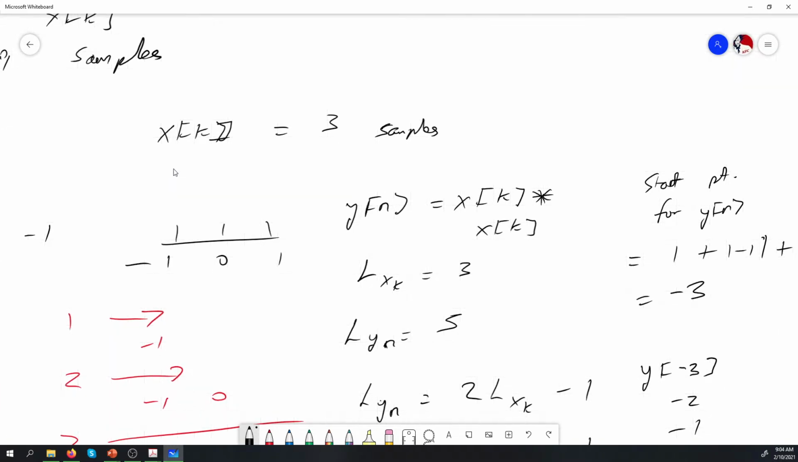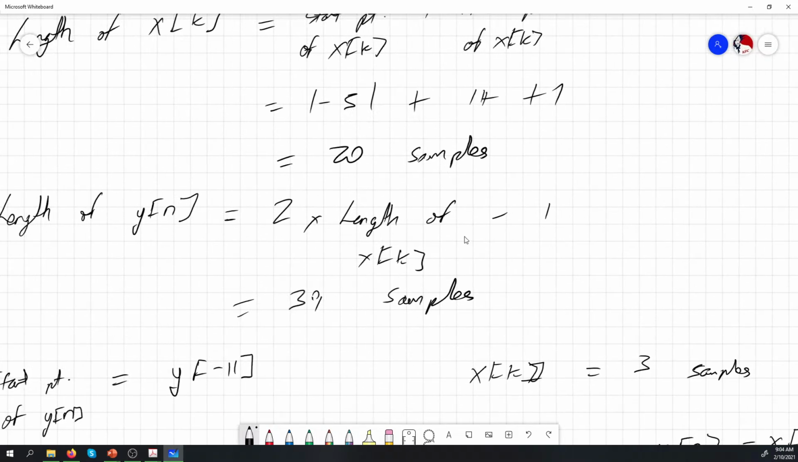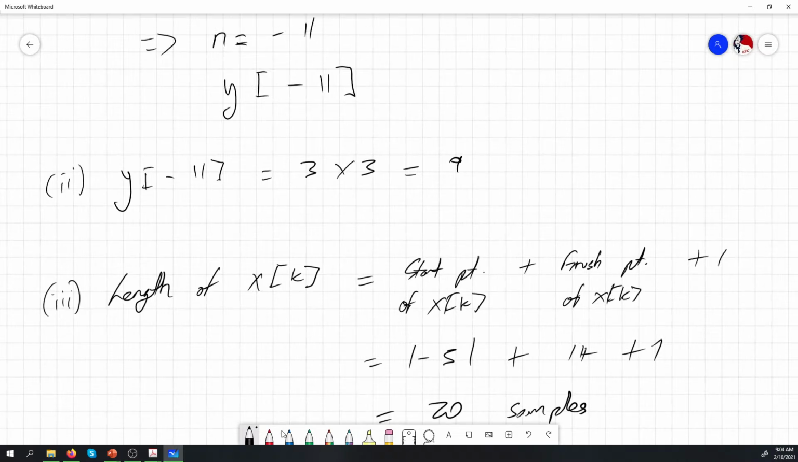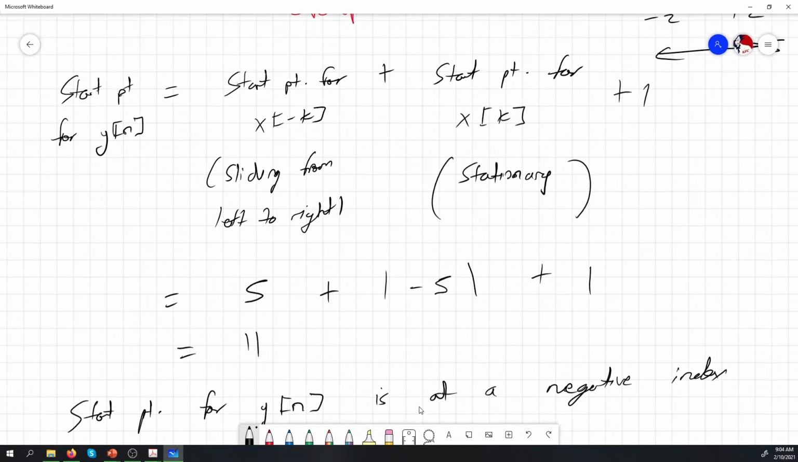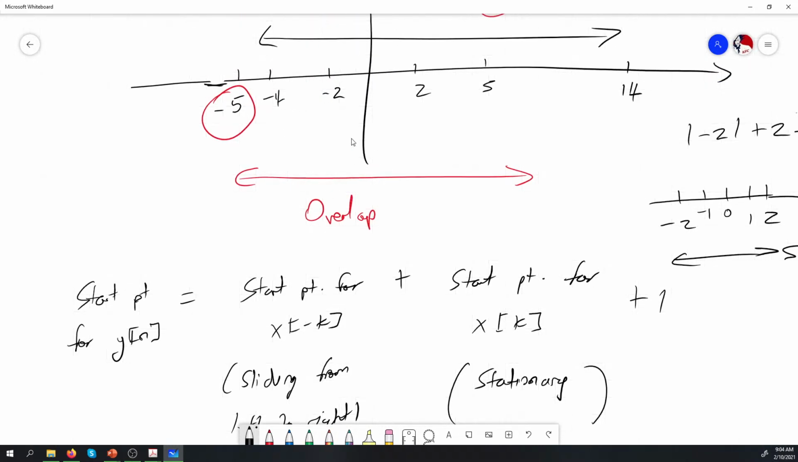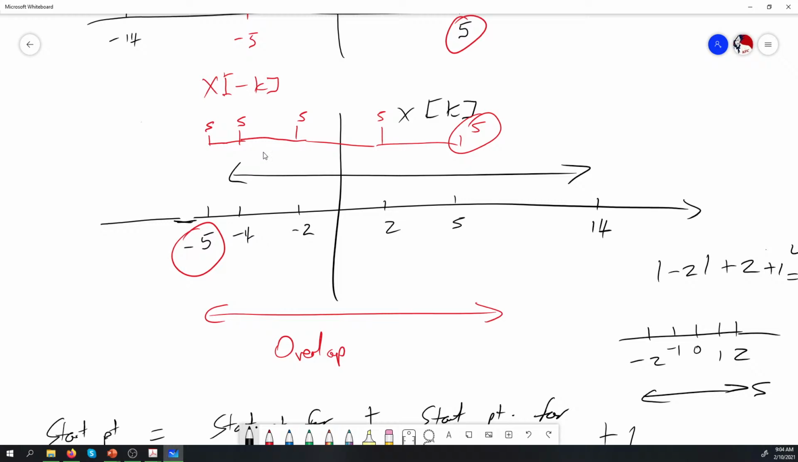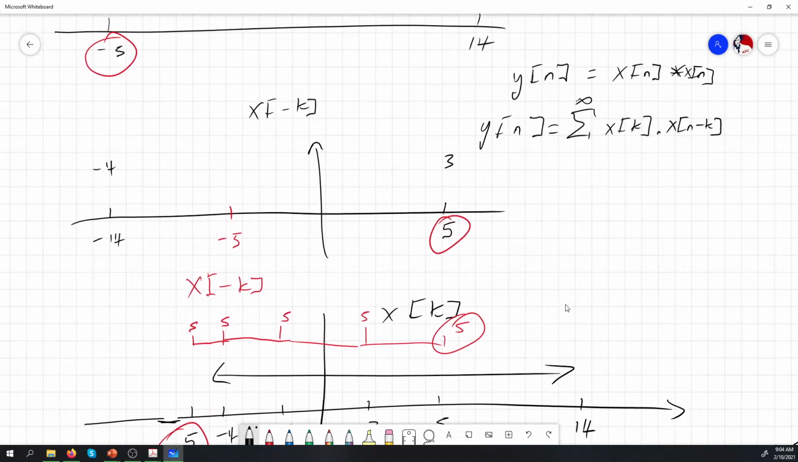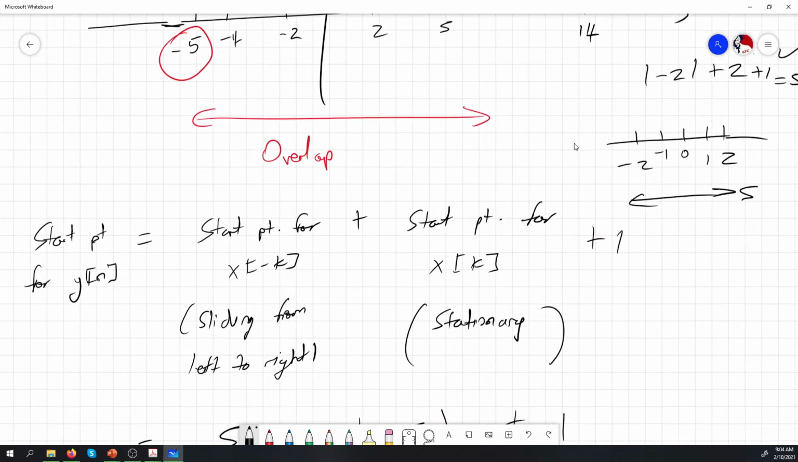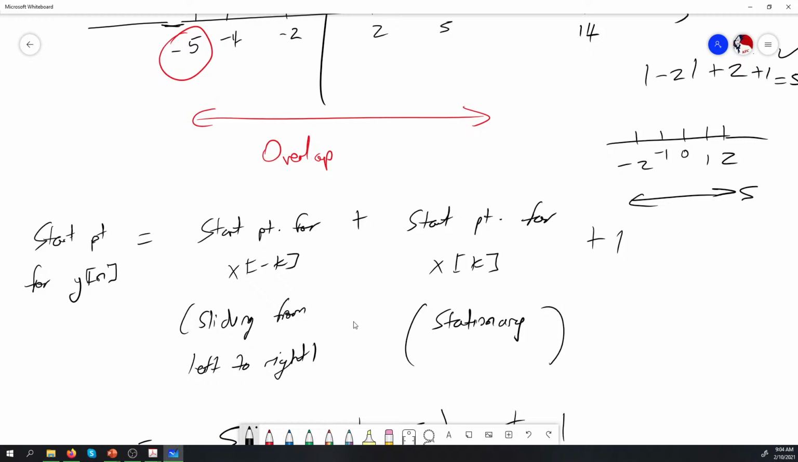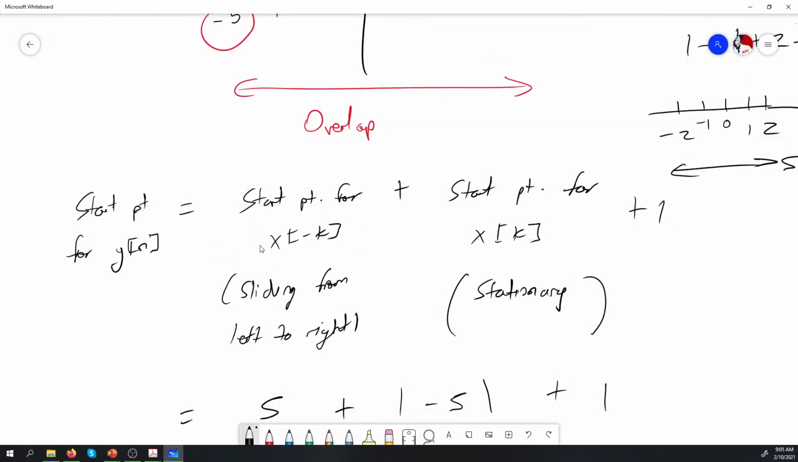The only key difference, the only thing that you need to pay attention to in calculating the start points, is that you need to make sure that you factor in this overlap when you're doing the convolution slides in particular. And the easy part is just to know what's going to be the equation to calculate the start point of y of n.